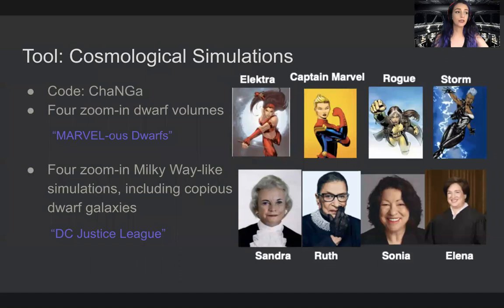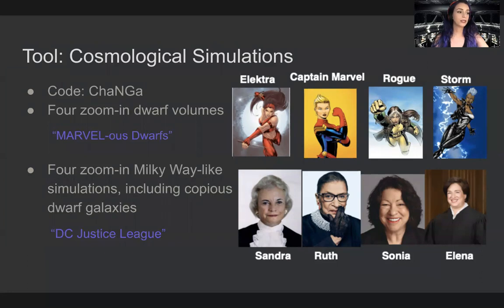To predict gravitational wave signals from merging black holes in dwarf galaxies, we use the ChaNGa code to create cosmological smoothed particle hydrodynamical simulations. We have two sets of high-resolution simulations which include dwarf galaxies with black holes. One suite, known as the Marvelous Dwarfs, consists of 4 volumes filled with dwarf galaxies. For the other suite, known as the DC Justice League, each simulation consists of one large Milky Way-like galaxy surrounded by many dwarf galaxies, some of which host black holes as well.